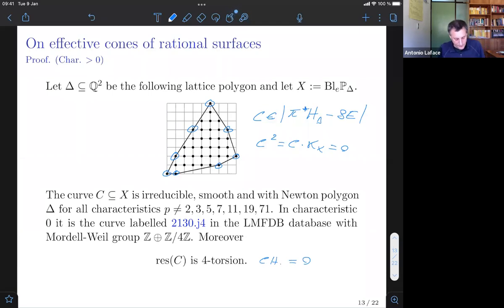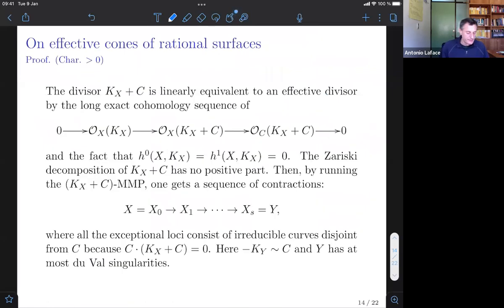Okay. So now, what to do with this? First observation: the divisor Kx plus C is linearly equivalent to an effective divisor. This is quite simple to prove. You take the exact sequence, the defining sequence for C, and then you do a tensor product with this divisor, you get the following exact sequence.